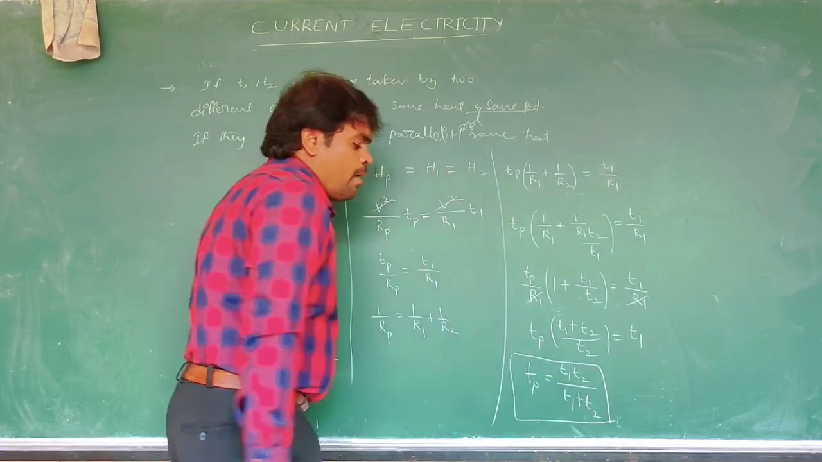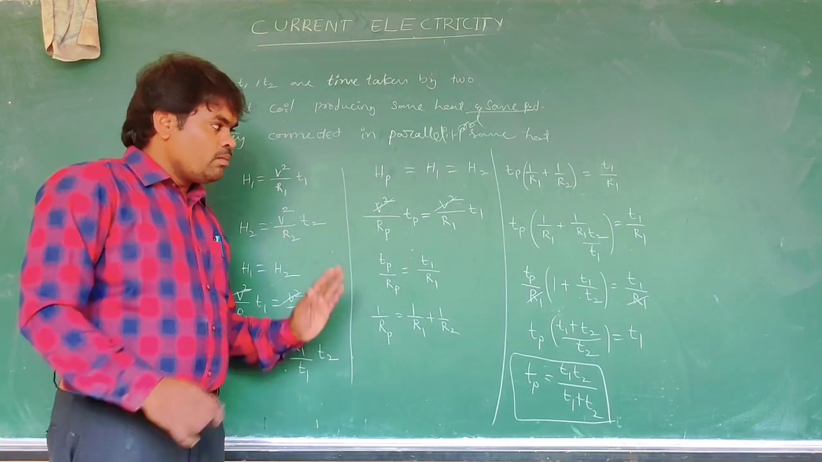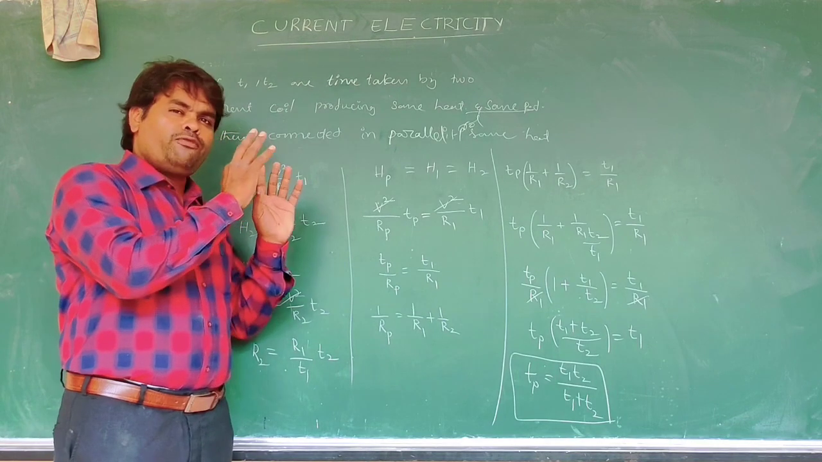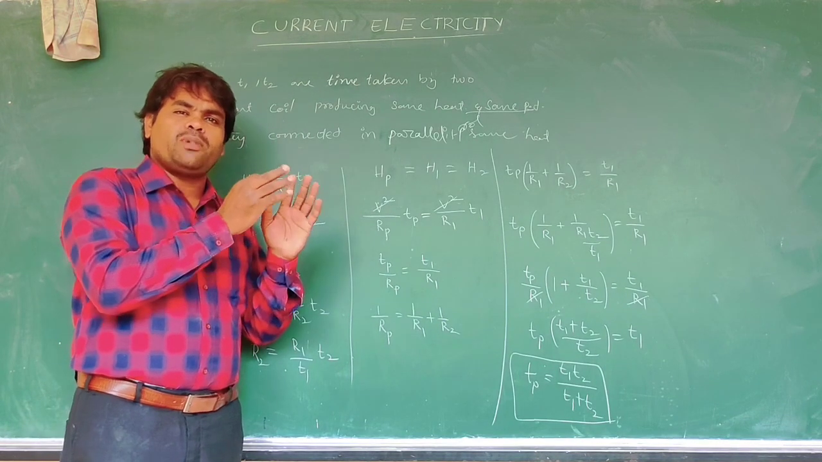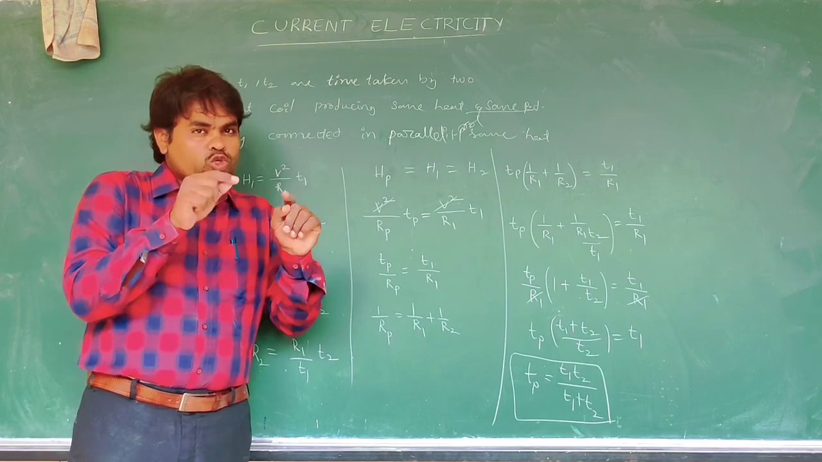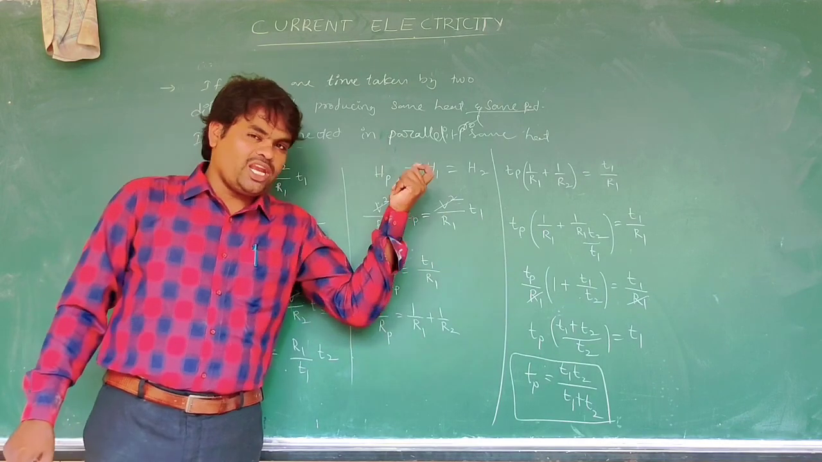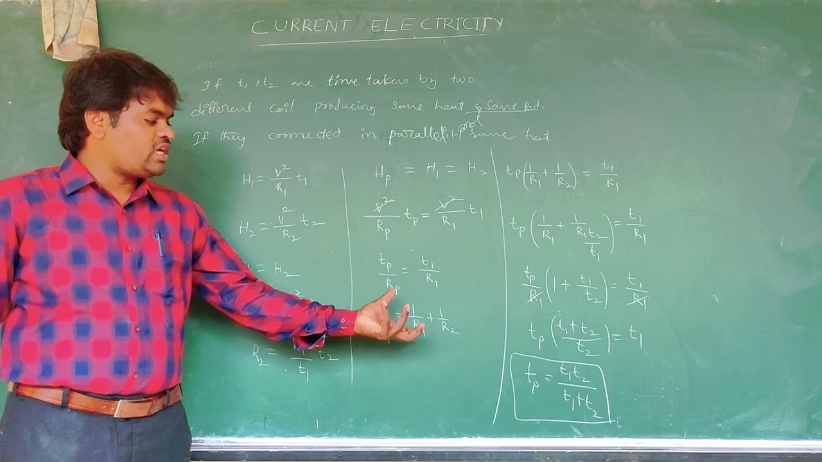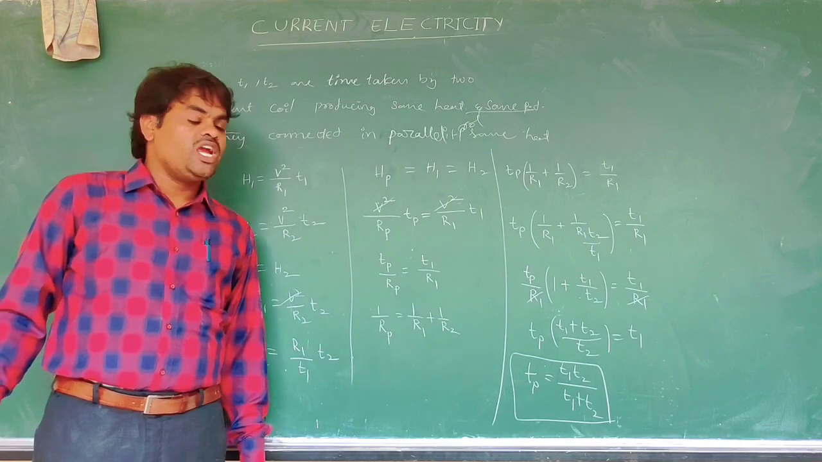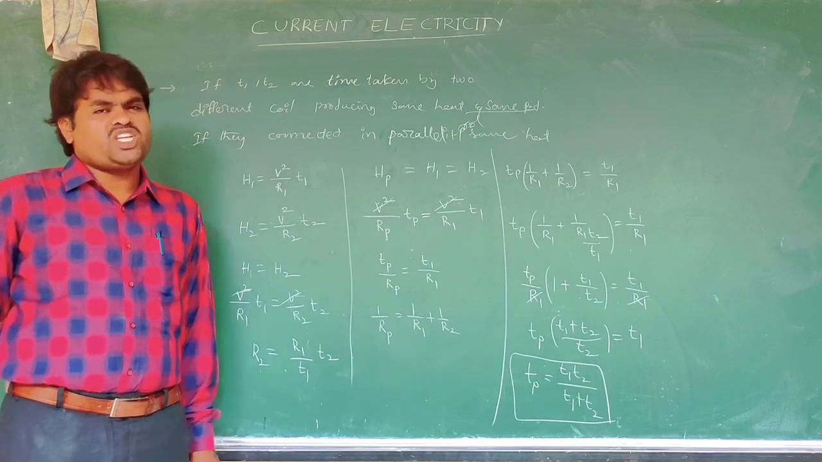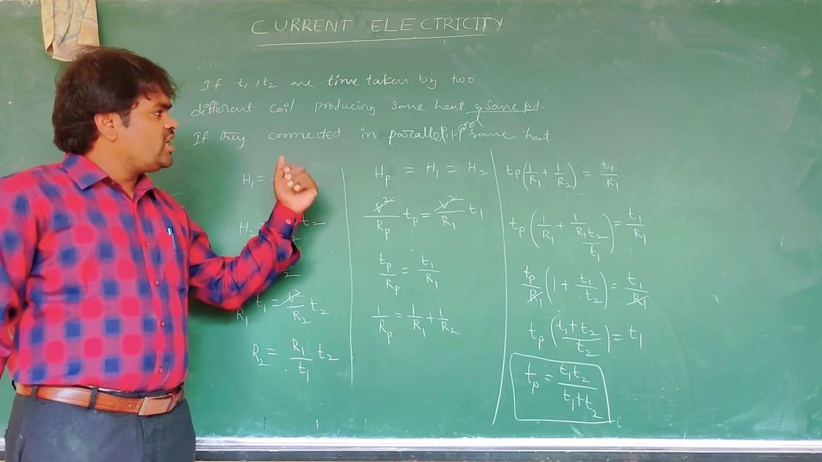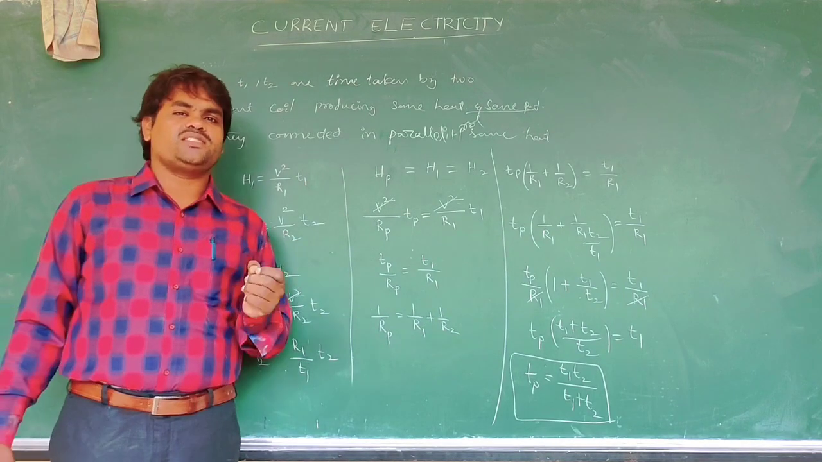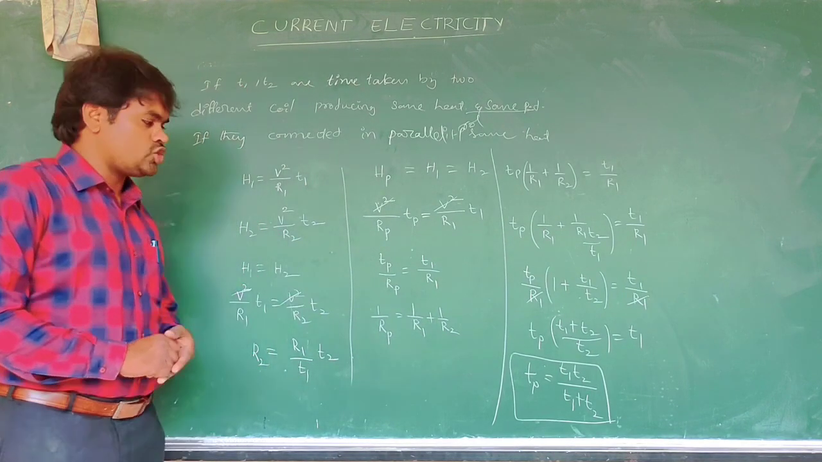This is the parallel combination. T1 and T2 are the times taken by two different coils producing the same heat, but when they are connected in parallel, the time taken to produce the same heat is TP, equal to T1 T2 by T1 plus T2. This is a very useful shortcut. And in series combination, TS is equal to T1 plus T2.